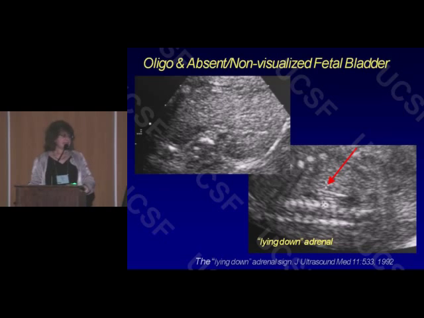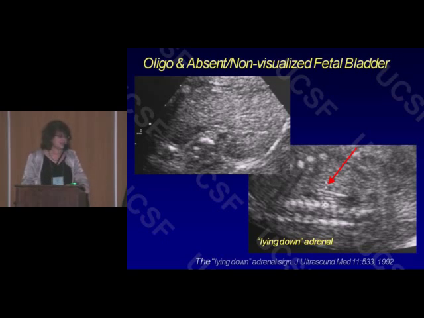So we are in the setting of oligohydramnios with an absent or non-visualized bladder. We've looked at the bladder, now we're looking at the renal fossa. And these images, which are not the prettiest, but they show what we need to see. We do not see hydronephrotic kidneys. In fact, we do not see kidneys at all, but we are seeing a fetal adrenal gland. So we are clearly looking with adequate technique in the right location.